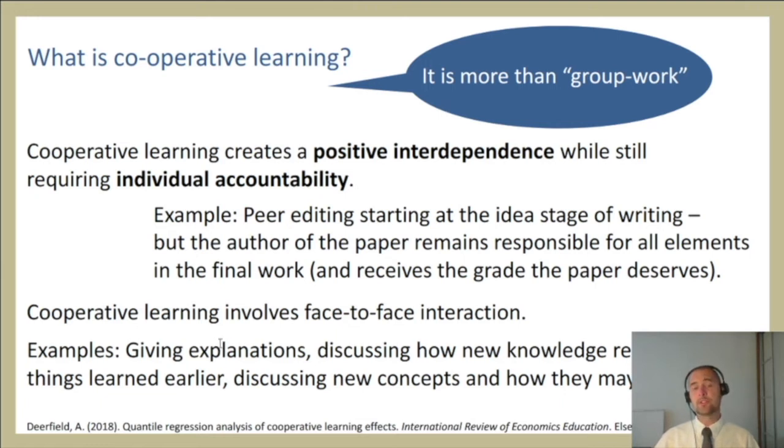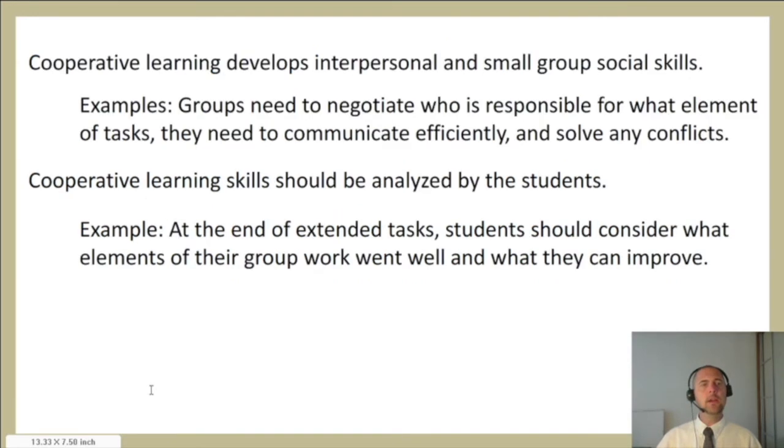Cooperative learning, of course, involves face-to-face interaction through group work. Examples could be giving explanations, discussing how well new knowledge relates to things learned earlier, discussing new concepts and how they may be applied. Cooperative learning develops interpersonal and small group social skills in addition.